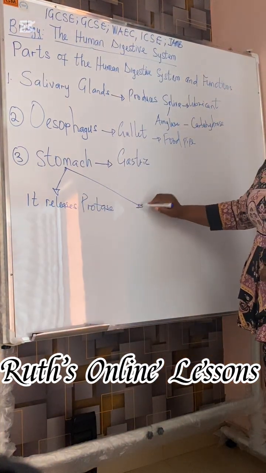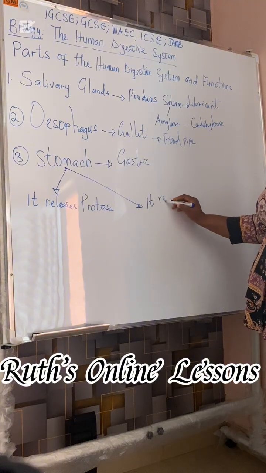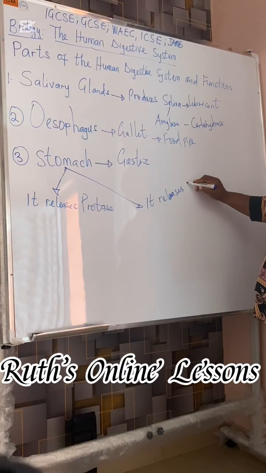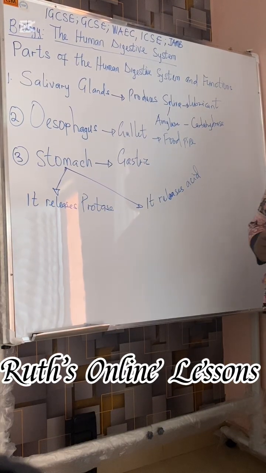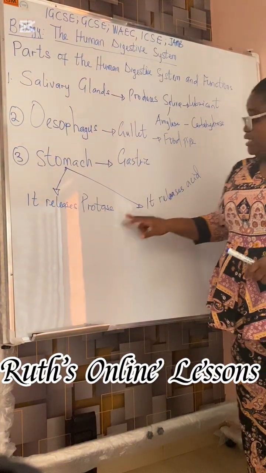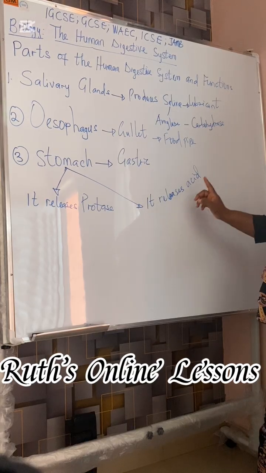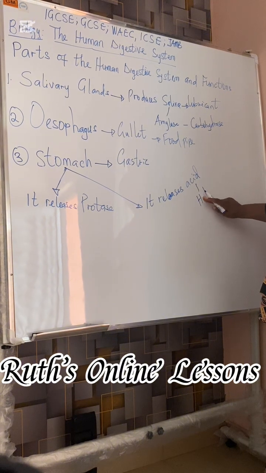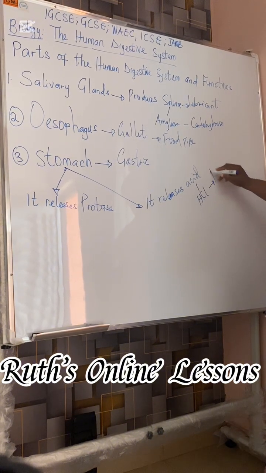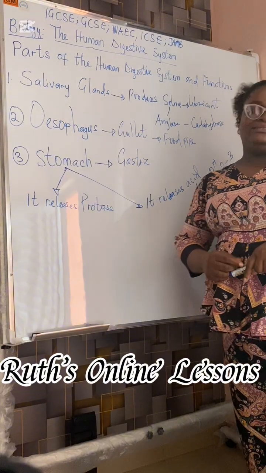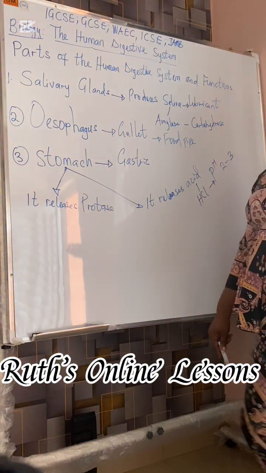Two, it releases acid. There are two things released by this organ. One, protease. Two, acid. The acid released by the stomach is the one we call HCl, hydrochloric acid. And this acid has a pH of 2 to 3. That means the acid is very acidic. That means the concentration of the acid is high.